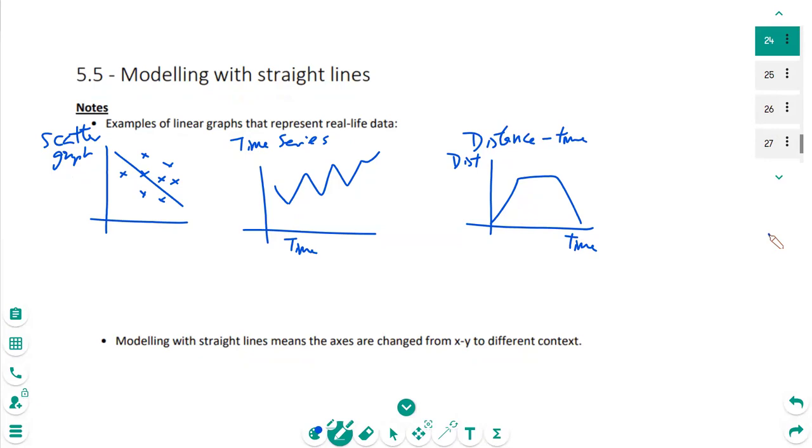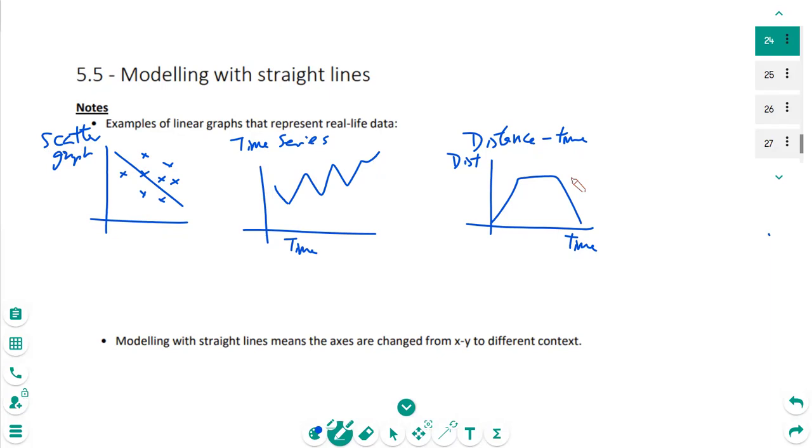Before we begin, let's have a look at some examples of linear graphs that represent real-life data you've learned in GCSE, primary school, other subjects, science, etc. Scatter graph, we can use a line of best fit, that's a straight line. Time series, you can see it's made up of many straight lines. Ignore this part, it's a bad drawing. It's not meant to be a curve. Think about the stock market, something similar.